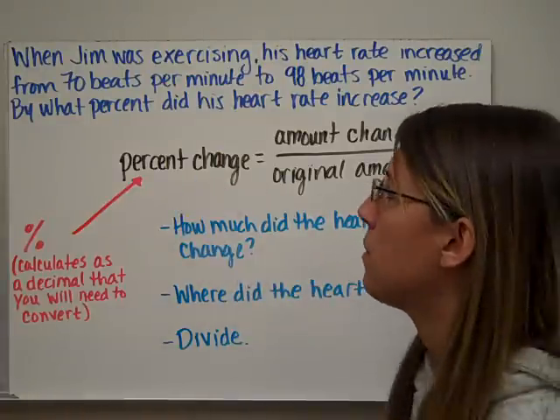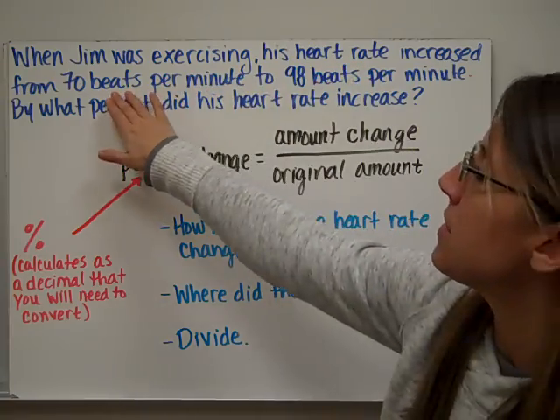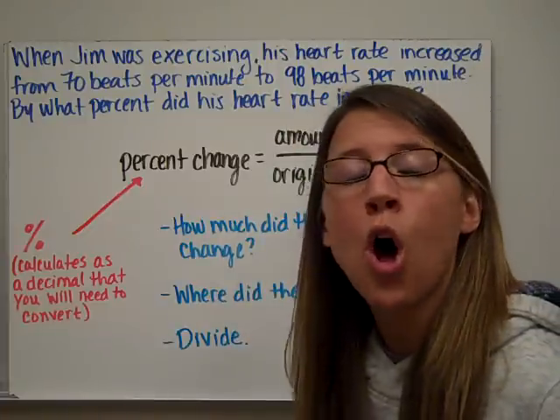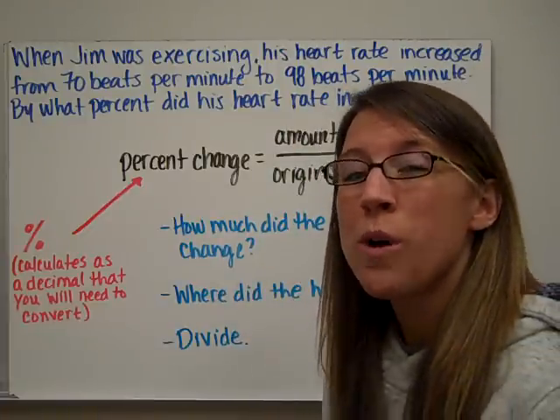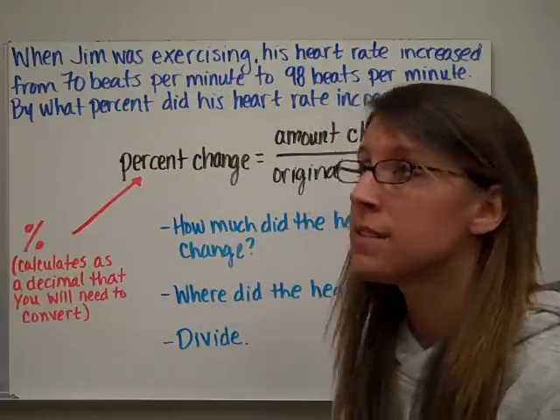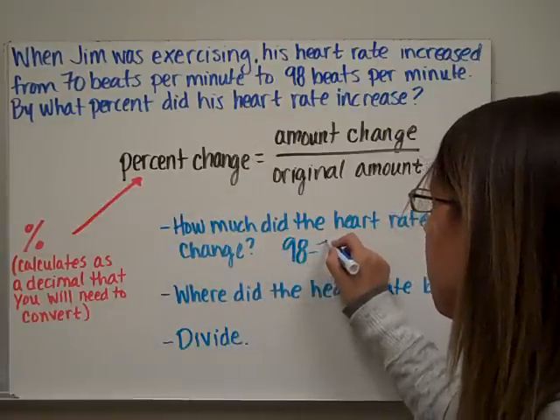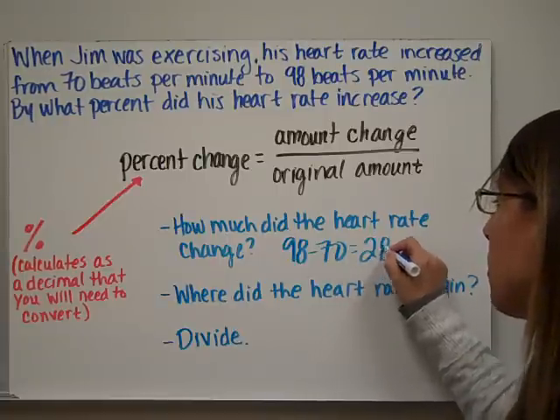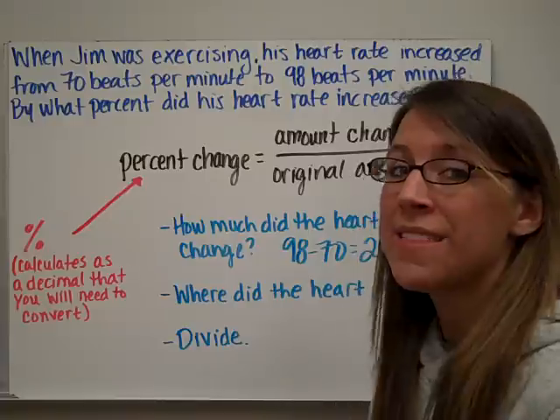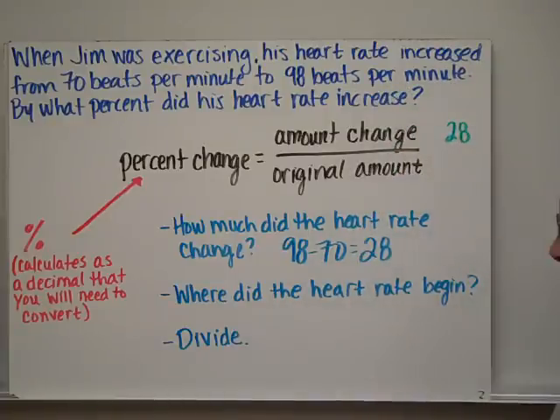So the first thing that we need to think about here is how much did the heart rate change? He said he increased from 70 beats per minute to 98 beats per minute. So the amount that it changed, we're always going to work with a positive amount, whether it's an increase or a decrease. So in order to find that amount, we just find the difference. So 98 minus 70, that's going to give us a difference of 28 beats per minute. So that actually is the amount change, okay? That's the amount that would be plugged in here. So I'm just going to put it right there next to it right now.